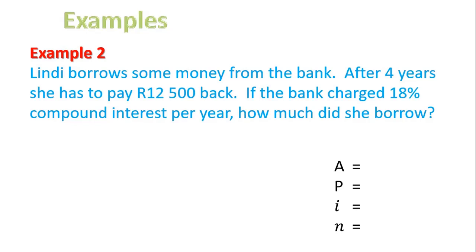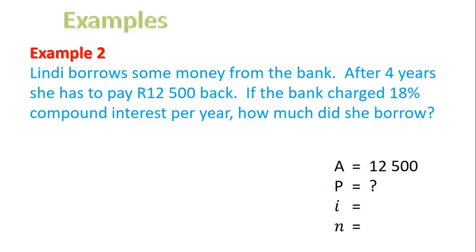So, A is our final amount. So let's read. Lindy borrows some money. After 4 years, she has to pay 12,500 back. So after everything, she has to pay 12,500. Alright, and so my finishing amount is 12,500. Now my P, my starting amount. Well, right at the end of the question it says, how much did she borrow? So how much did she start off borrowing? So P is what we're looking for.